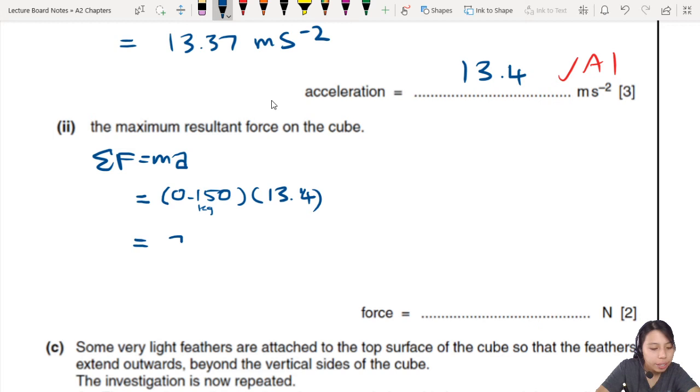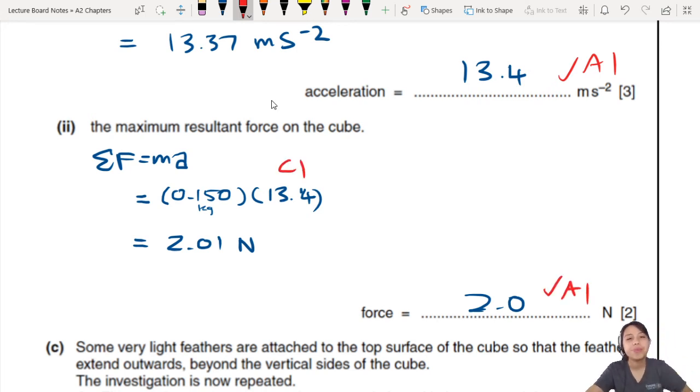And you get 2.01 Newton, which is also 2.0 Newton. 2 marks. Wow, very generous leh. 1 here, 1 here. Okay.